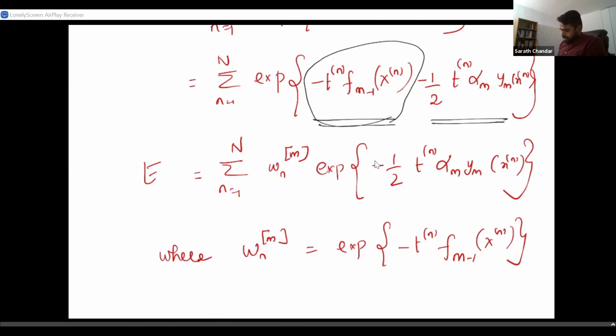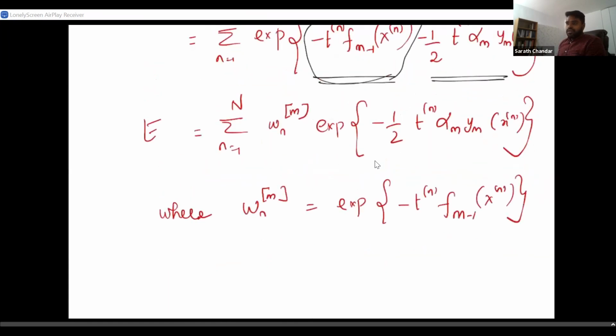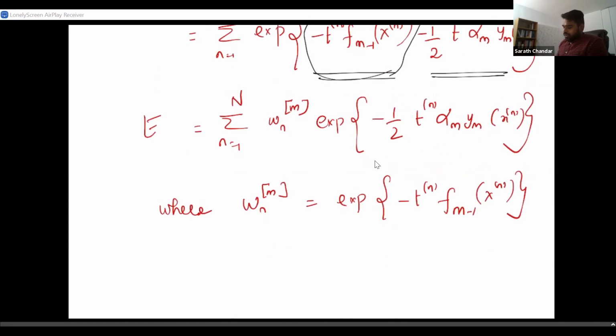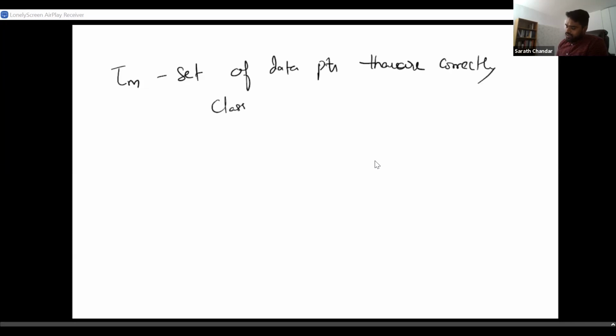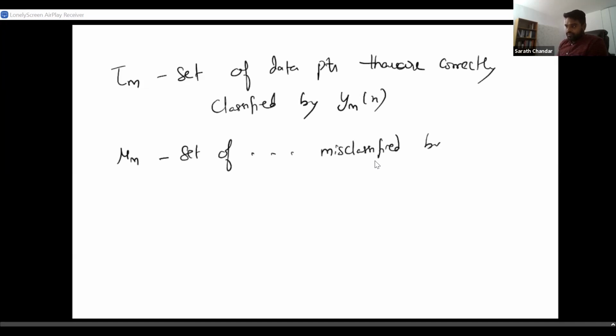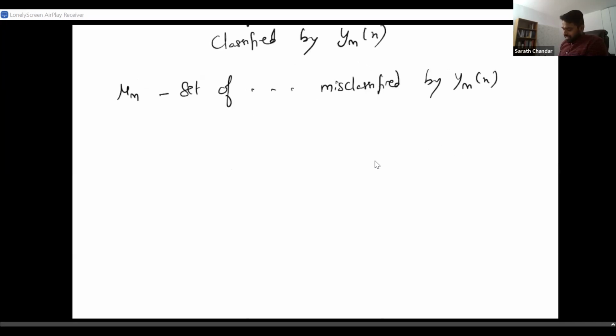Before we continue, I would like to divide this into two more terms. Let me go to the next page. Let tau m be the set of all data points that are correctly classified by ym of x. Similarly, let mu m be the set of data points that are misclassified by ym of x. Now let's take this error function.